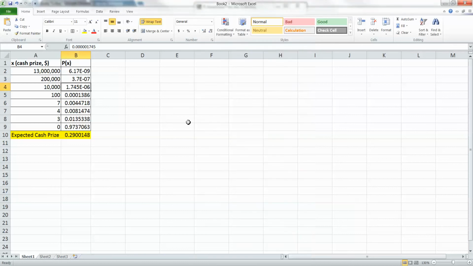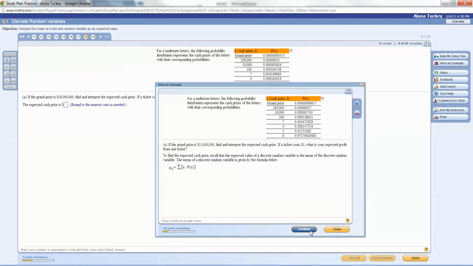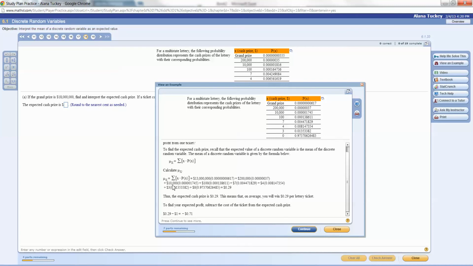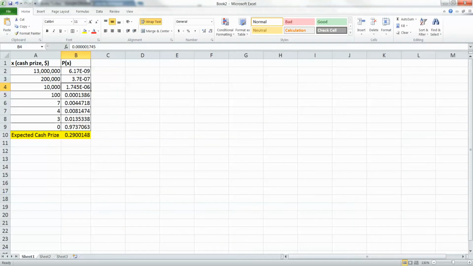Okay, so we answered that question. Let's see if I'm right. 29 cents. Cool. Now they want to know the expected profit. So that was the expected cash value. You can see they're telling you the expected profit is negative 71 cents. So how do you figure that out?